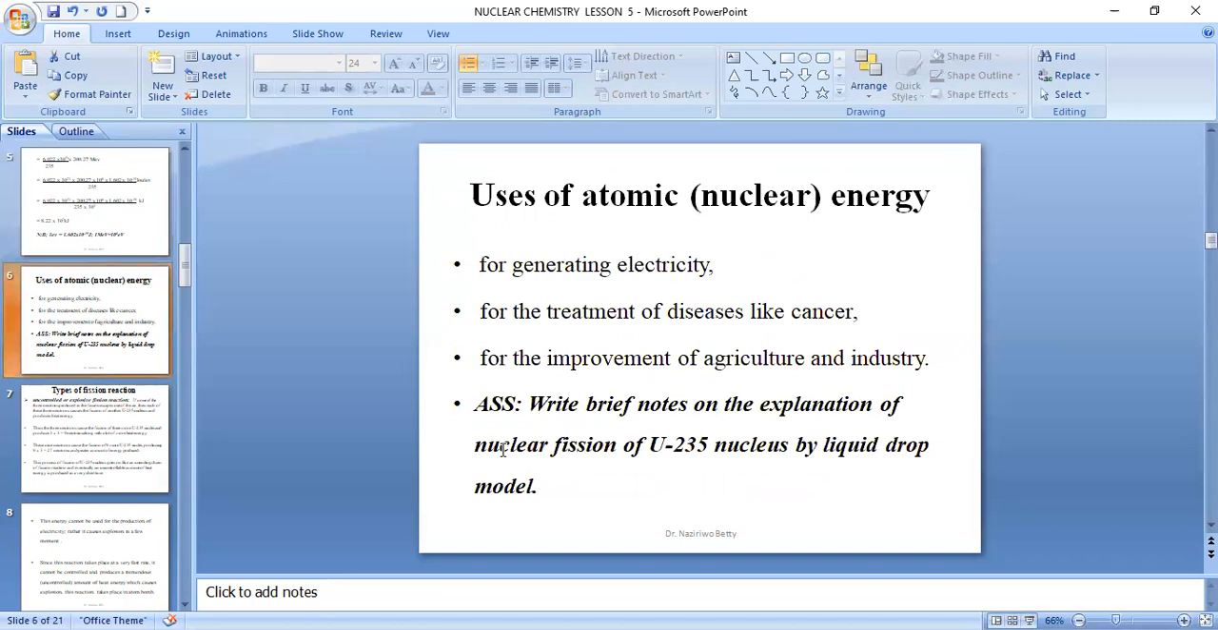Uses of atomic energy or nuclear energy. It is used for generating electricity. Atomic energy is used for the treatment of diseases like cancer, and for the improvement of agriculture and industry. Now, an assignment I can leave you with is to write brief notes on the explanation of the nuclear fission of the uranium-235 nucleus by the liquid drop model.